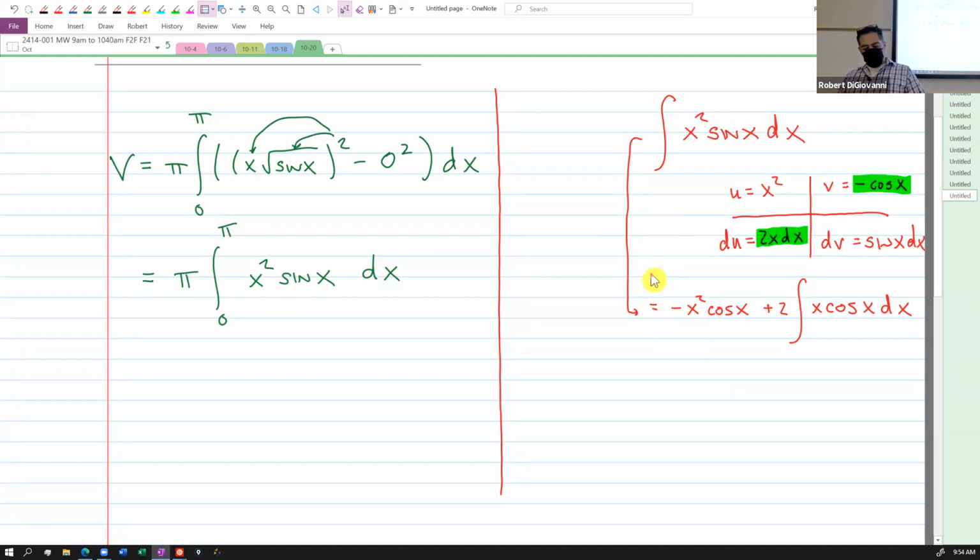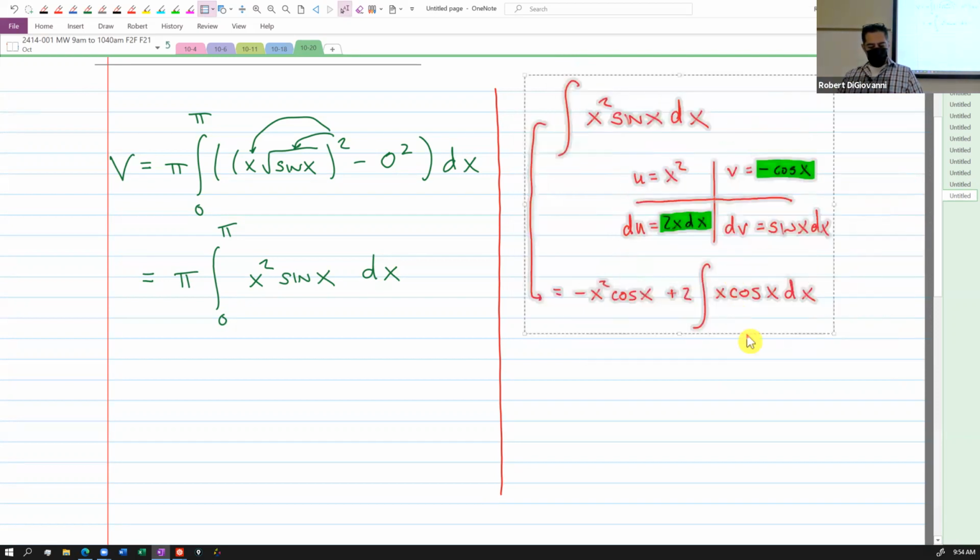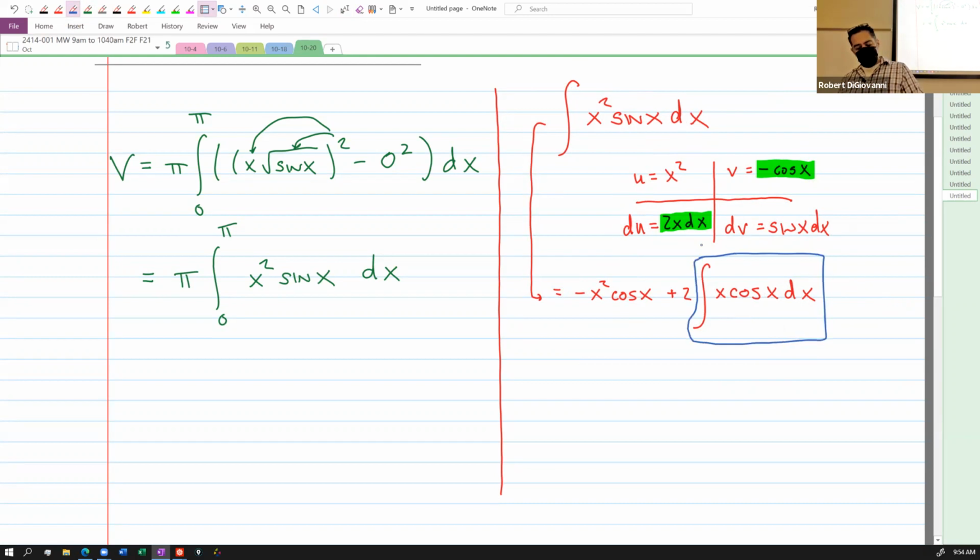Okay, so now I've got to do integration by parts again. I'm going to move this over a little bit because I'm running out of room over here. Okay, so I'm going to do integration by parts now. Look, all I'm doing is focusing my attention on the blue box here. Not even that 2, just the blue box. So for that, I'm going to do integration by parts.